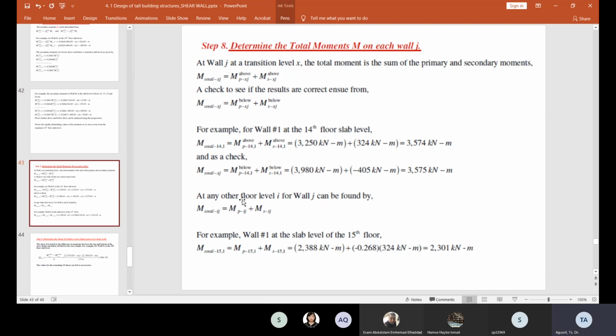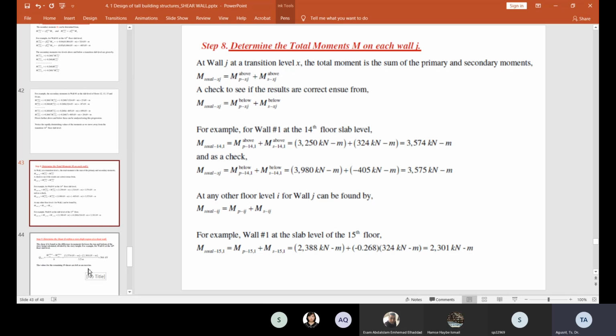Or by using the equation, any other floor level i for wall j can be found by using this one. M total ij equals moment primary ij plus moment secondary ij. I is the number of the floor, and j is the number of the wall. For example, for wall number 15, we have the primary 15 and secondary 15 here, and so we have 2301 kilonewton meter. So this is the total moment acting at level 15.